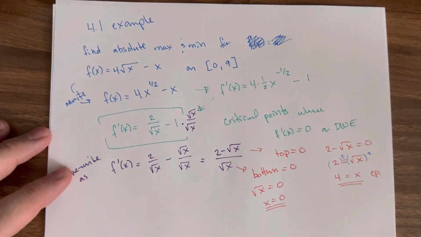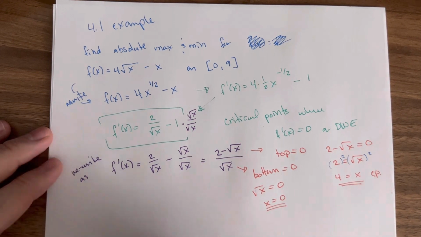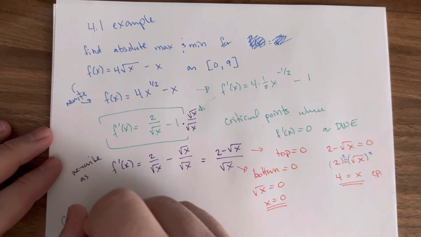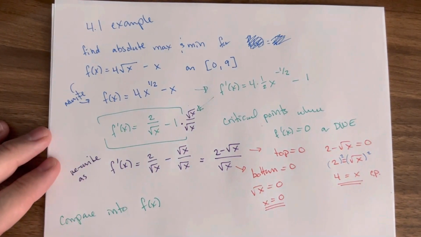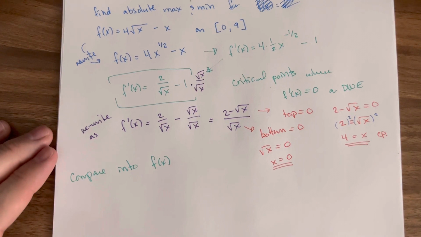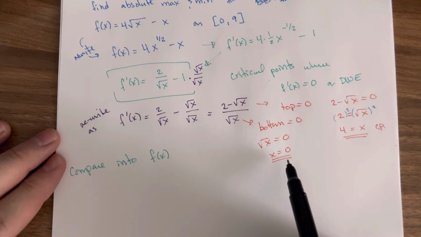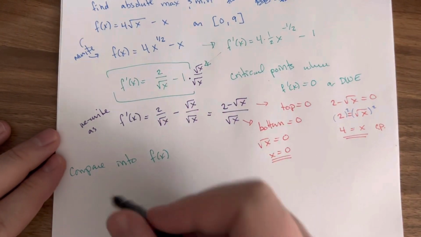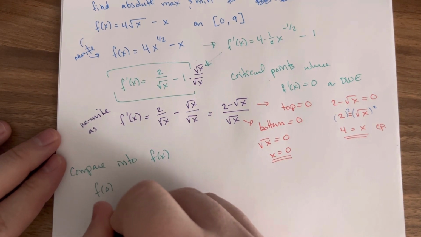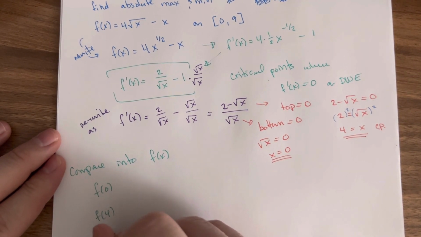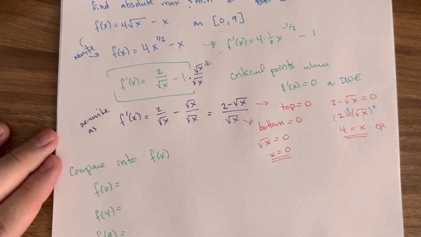Anyway, so how do we find which of these values is our absolute max and which is our absolute min? What we're going to do is compare, into the original f of x, our critical numbers and our endpoints for the interval. So that for us will be 0 and 4 and 9. So I want f of 0, I would like f of 4, and then f of 9. I'm just literally directly subbing these into the original function.